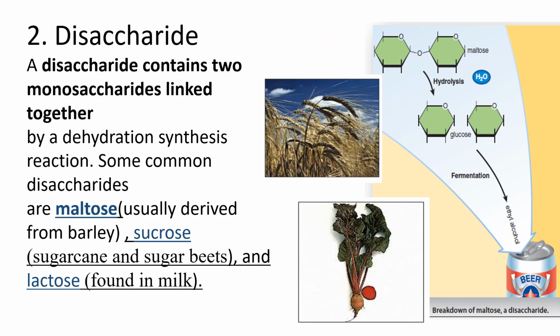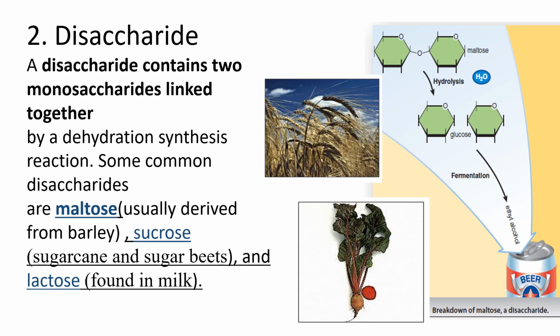Okay, so the next type of carbohydrates is the disaccharide. A disaccharide contains two monosaccharides linked together by a dehydration synthesis reaction. Remember the term dehydration, meaning we are creating or making. When we dehydrate, we make. Some common disaccharides are maltose, that's usually derived from barley, sucrose, that's sugarcane and sugar beets, and lactose that can be found in milk.